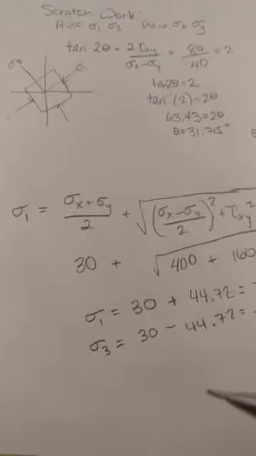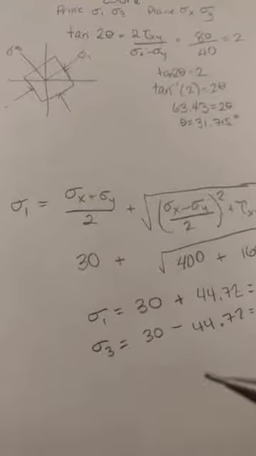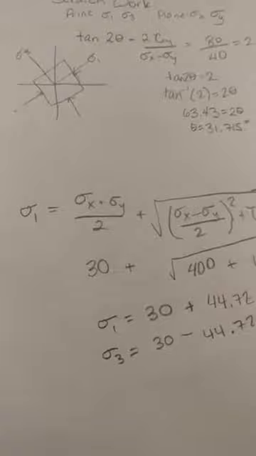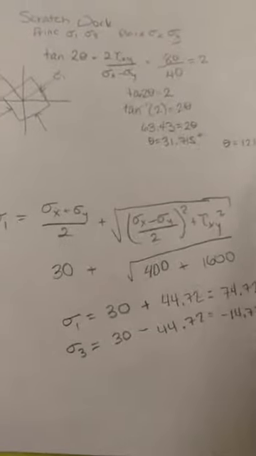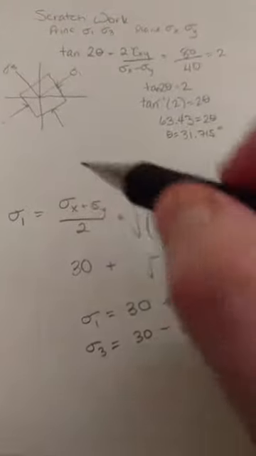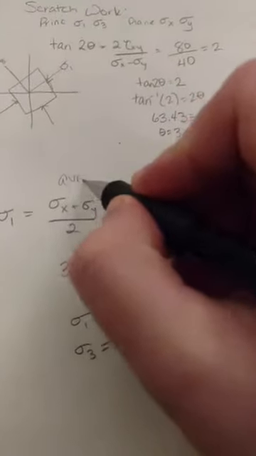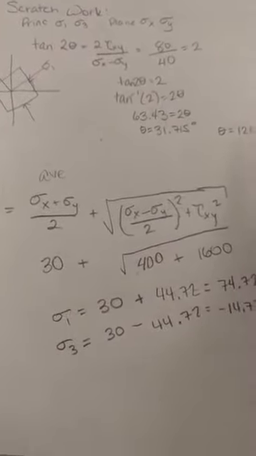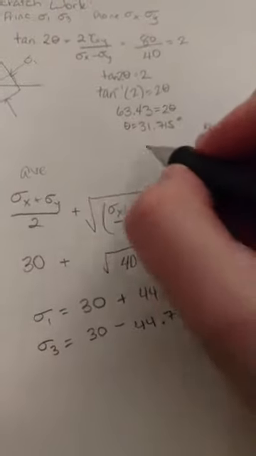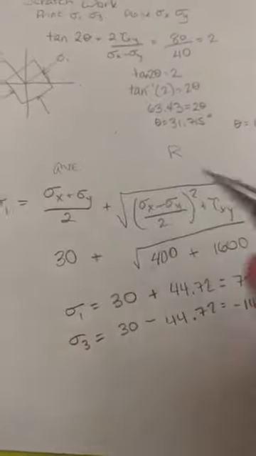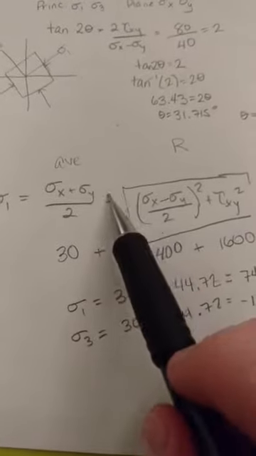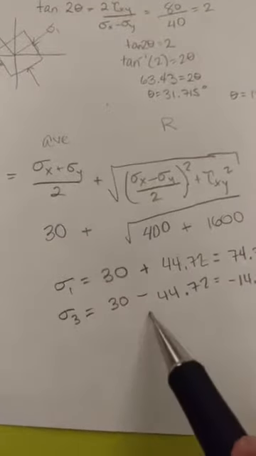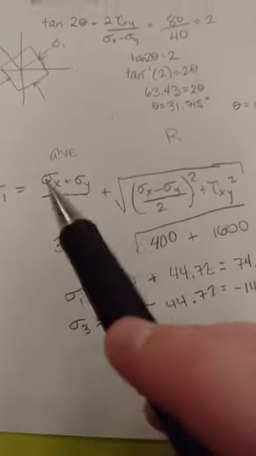You'll be asked to find your principal stresses after you've found the orientation of those principal stress planes. To do that, you're going to take the formula for your average normal stress, and you're going to take the formula for R, and to get sigma 1, you're going to add those two together. And to get sigma 3, you're going to subtract them. So here I did just that.